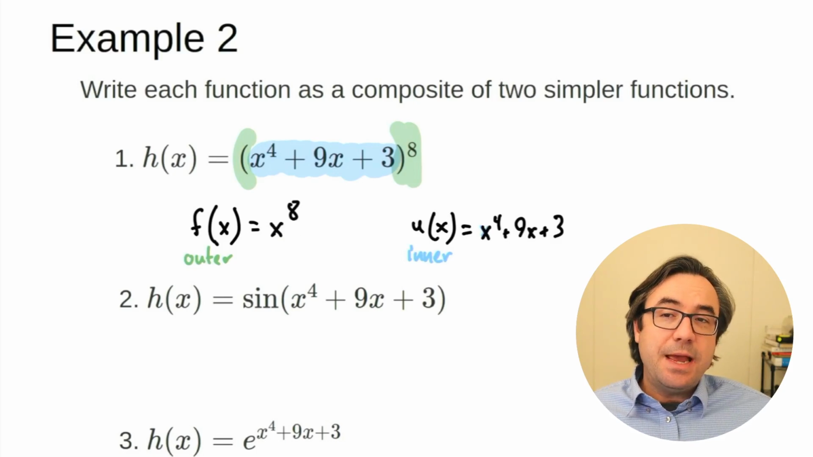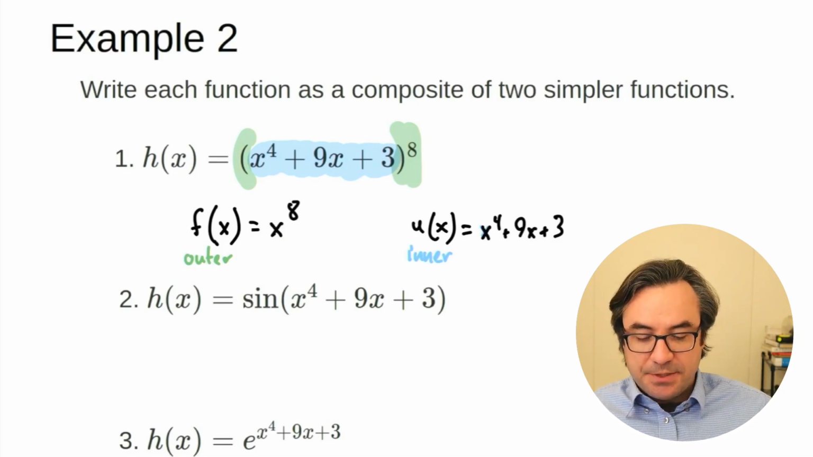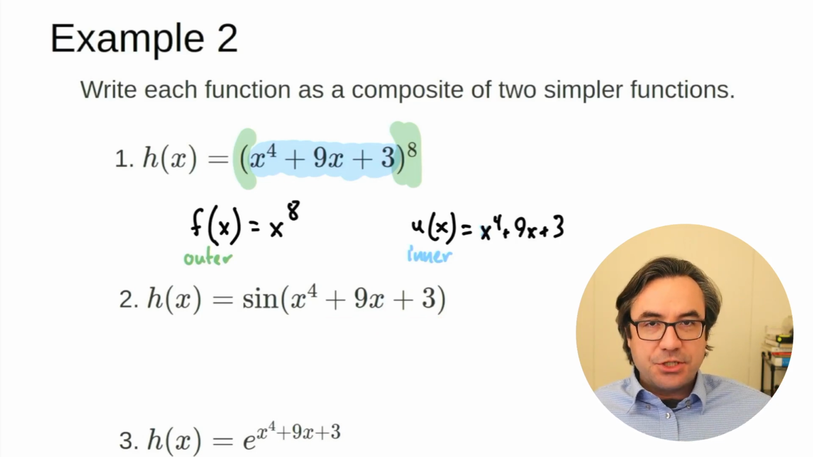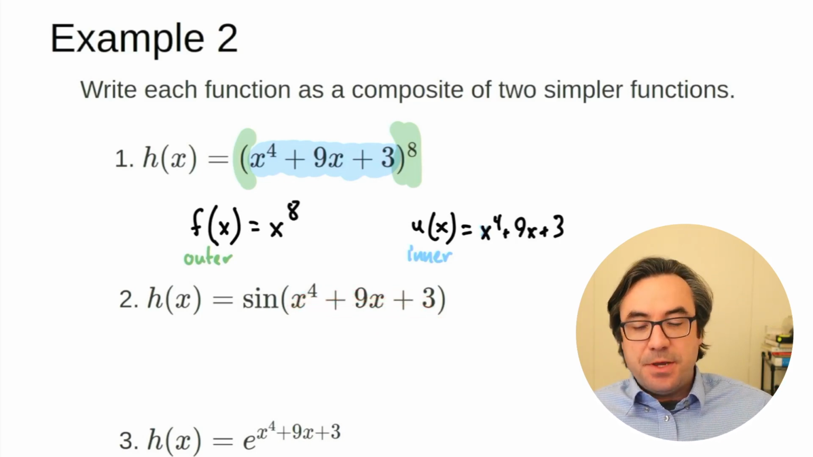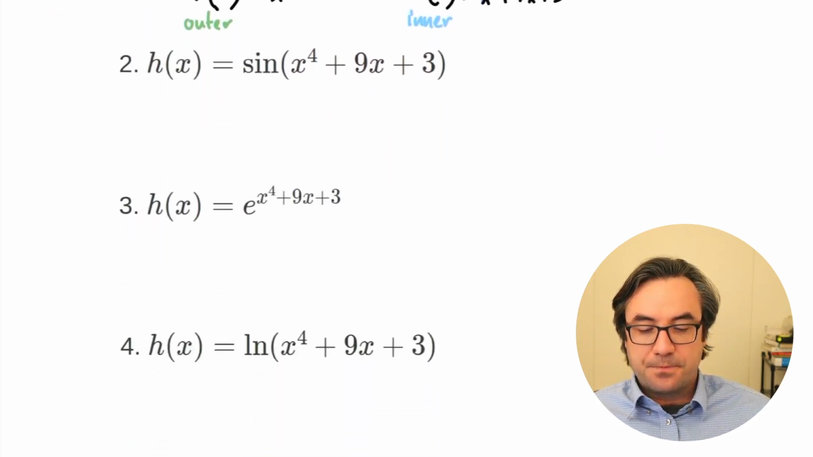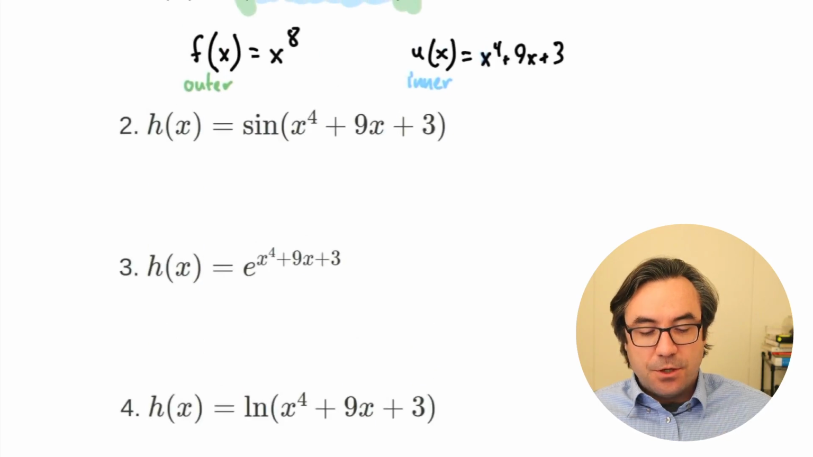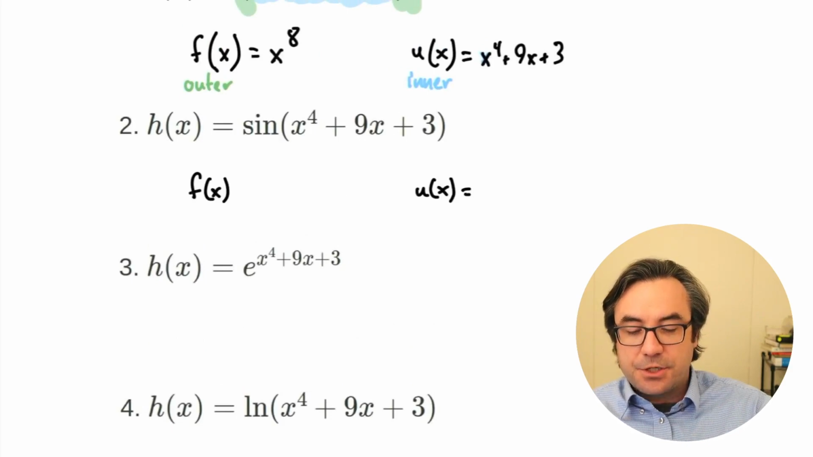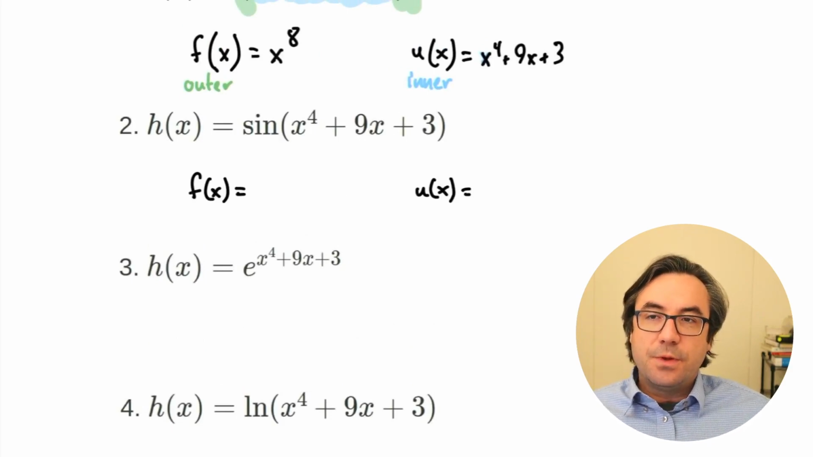Now let's play the same game for the next one. So we have this composite function. So again, the tell normally for composition is parentheses. So if you see parentheses and then you see a whole bunch of stuff inside of it, well, that stuff inside of it is going to be your choice for u, the inner function. So our u of x, in this case, we want to think about what's the inner function and what is our outer function.